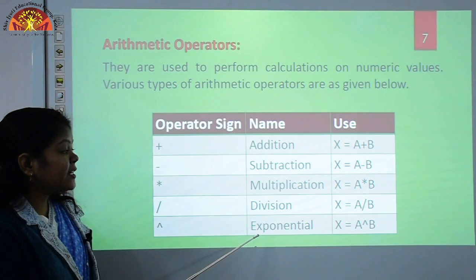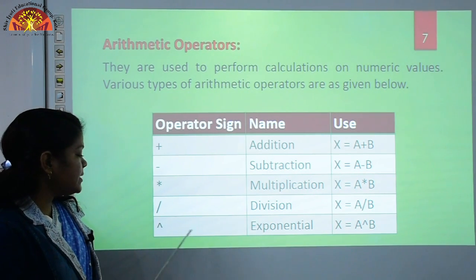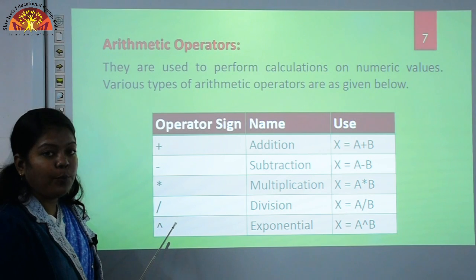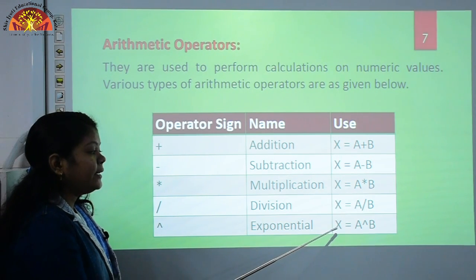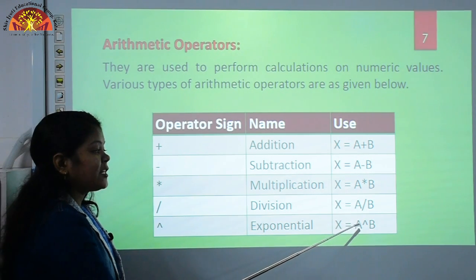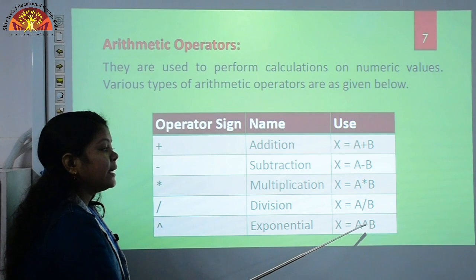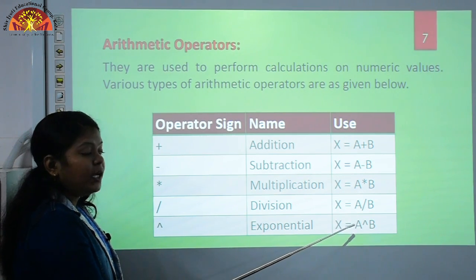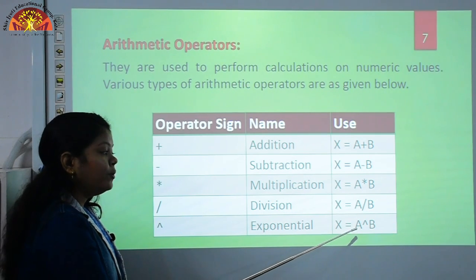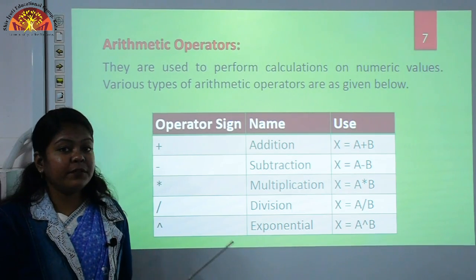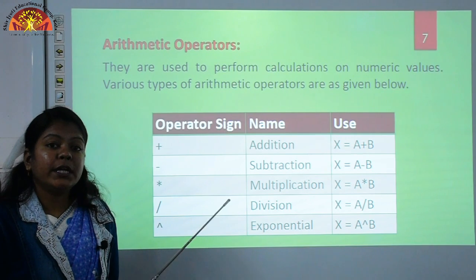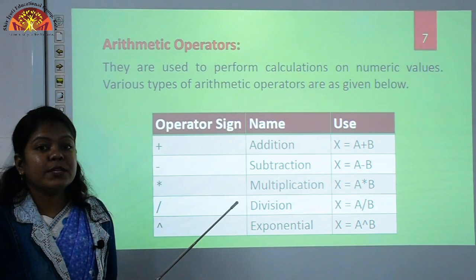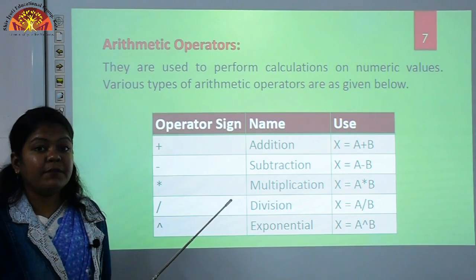Next we have the exponential operator. Here you can write x equal to a exponential b. Students, here a is a number and b is the power of that number. If you want to write 2 power 3, then what will be the value? The value will be 8, because 8 is the value of 2 to the power 3.